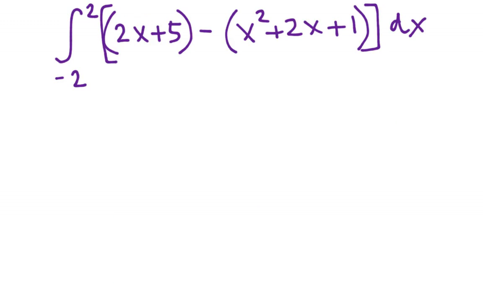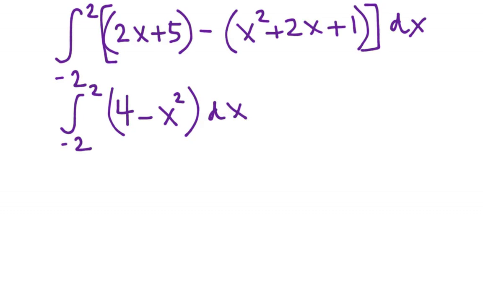So now from here it should be all downhill. So I'm going to combine like terms. 2x minus 2x is 0. 5 minus x squared minus 1. So I'm looking at the integrand simplified to be 4 minus x squared. And that's a pretty simple integral. You can certainly do this by hand. 4x minus x cubed over 3 from negative 2 to 2.